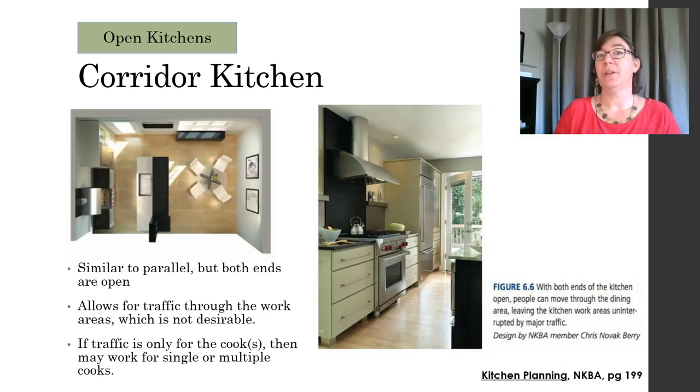Our next open kitchen is a corridor kitchen. It's similar to the parallel kitchen we just spoke about, but both ends are open. It allows through traffic, just not always the best idea because you can get in each other's way. If, however, the through traffic is only for the cooks, you can make a corridor kitchen work for multiple cooks, so a little bit more flexible than that parallel kitchen.